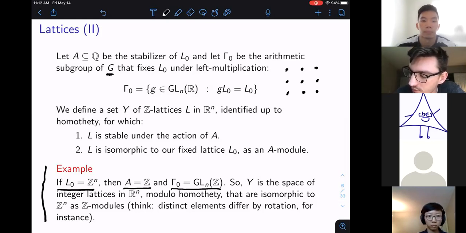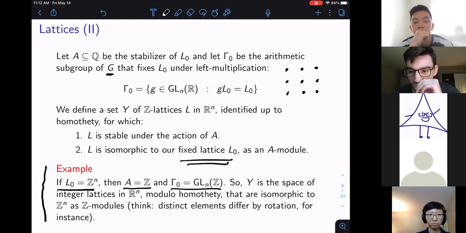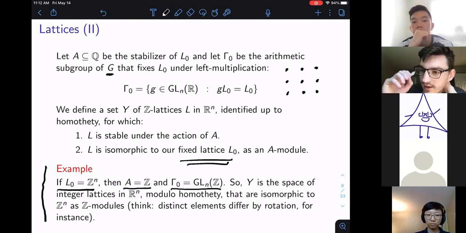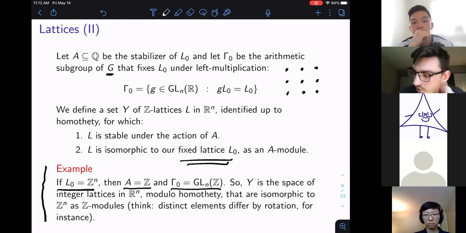All right, and so now we want to define a space of lattices, Y, which are stable under the action of Γ, and such that every lattice in Y is isomorphic to our fixed lattice as a Γ module, so as a Z module. So in particular for this example, this is just a space of integer lattices in Euclidean space, which are identified up to homothety. So the two lattices I drew earlier, where in one every point is length one apart, these are identified. And they're all isomorphic as Z modules to the standard square lattice.